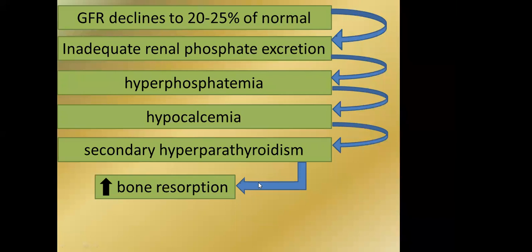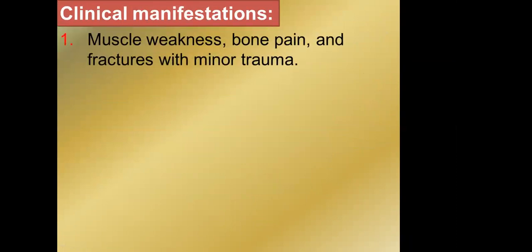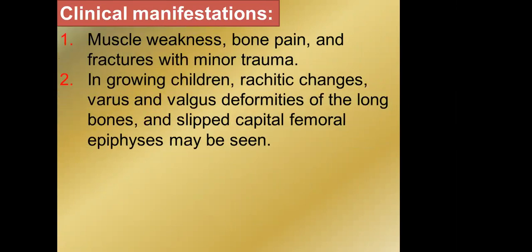Now, what are the clinical manifestations of renal osteodystrophy? First, muscle weakness, bone pain, and fracture with minor trauma because of bone resorption. In a growing child, there are rachitic changes similar to rickets due to vitamin D deficiency, including rachitic rosary, varus and valgus deformities of the long bones, and slipped capital femoral epiphysis might be seen.